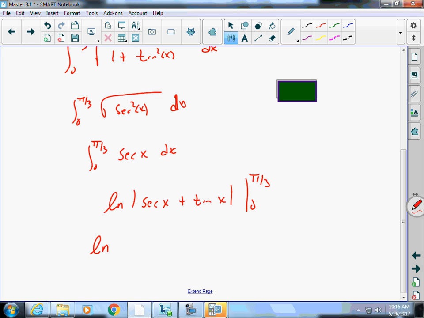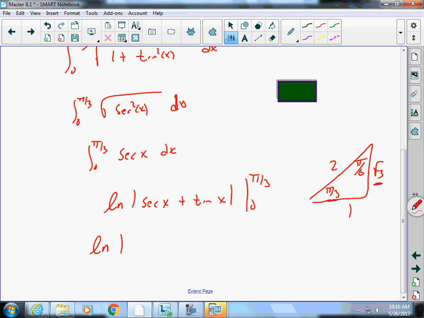So now I'm going to end up with a natural log, and if I don't know what's going on, I'm going to draw myself a triangle. Here's my theta. Oops, not theta. Sorry. That's right, pi over 3. Pi over 3, pi over 6. This is 2, square root of 3, 1. But just remember, pi over 3 is across from square root of 3.